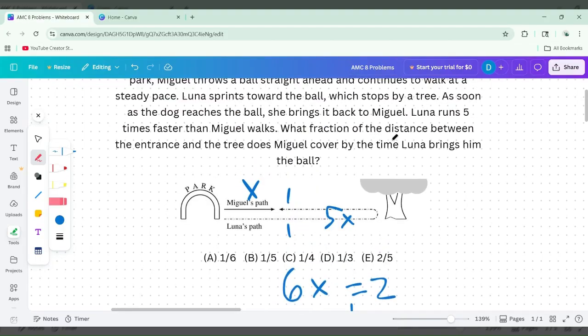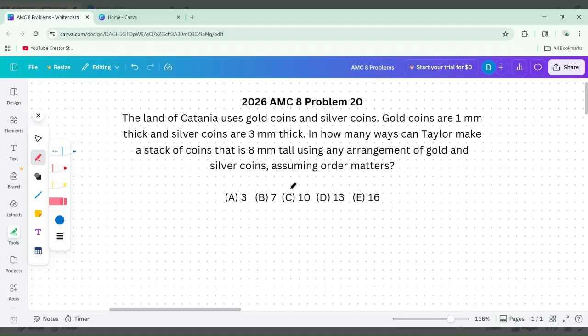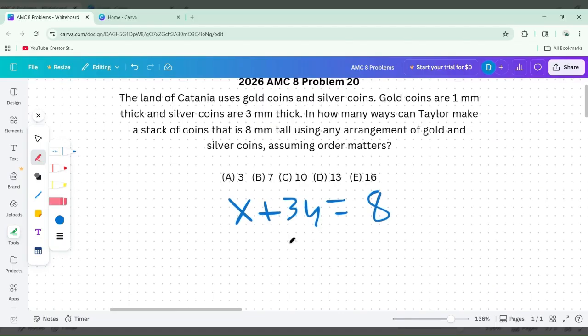And it's asking what fraction of the distance between the entrance and the tree does Miguel cover on his own time. So it's 1/3 of the total distance between the park and the tree. So D. Problem 20. So we'll focus on order later, and now we're going to focus on finding the cases based on how many coins there are of each. So gold coins are worth 1, silver coins are worth 3, and we're trying to make 8. And as you see here, there are 3 cases.